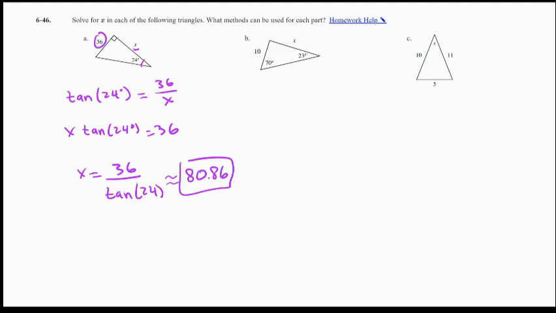In this case here, I can use the law of sines to help me. The way I'm going to do that is the side length of 10 over sine of its opposite angle is equal to the side length of x over the sine of its opposite angle, which is 70. Then I want to get x by itself, so I multiply sine of 70 on both sides.